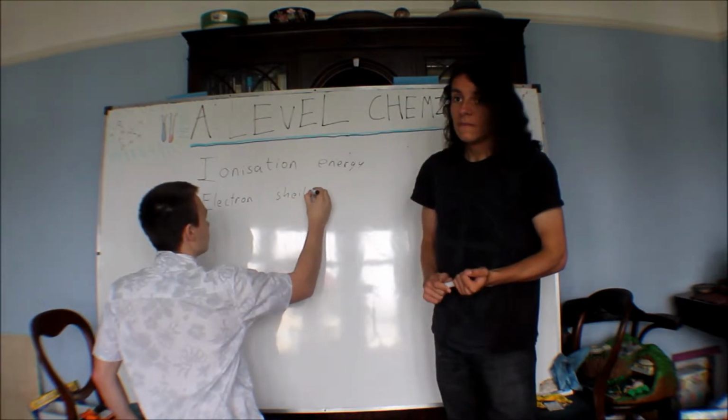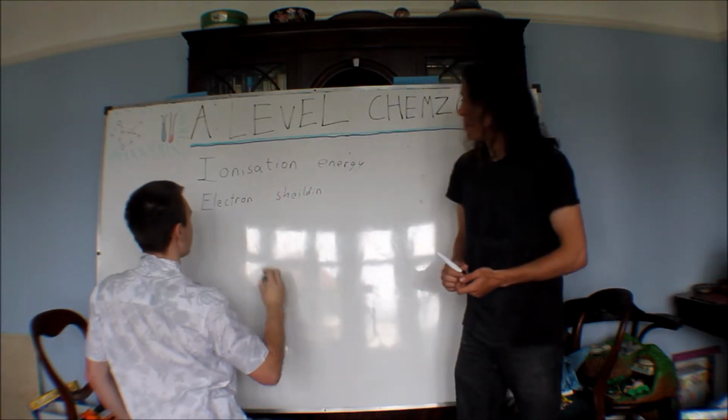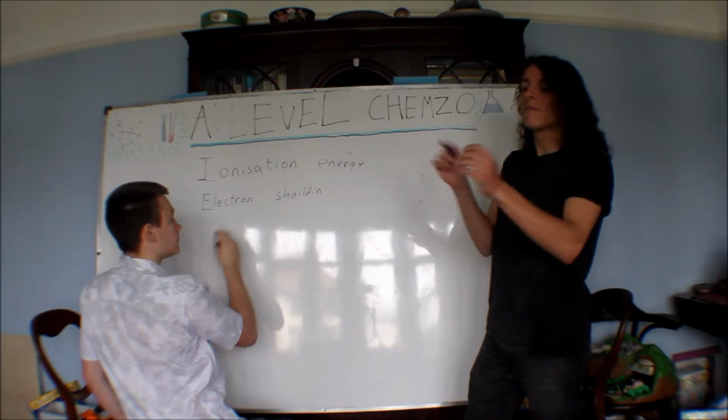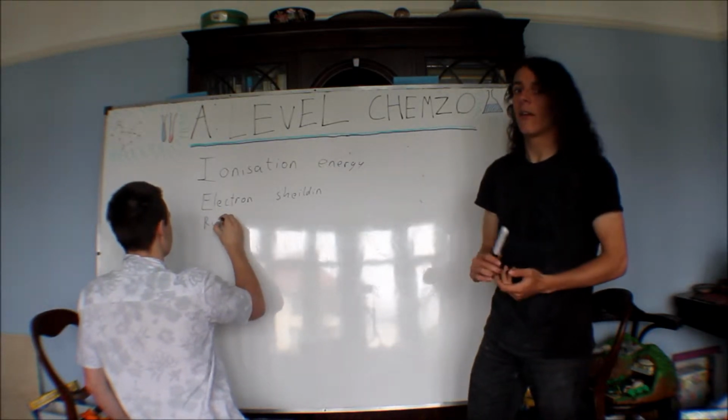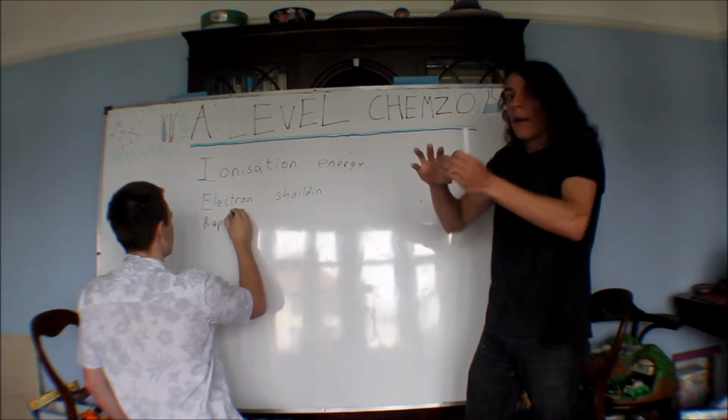There's another one, and that's repulsion. It's also to do with the electrons repelling each other. Because they're all negative, they don't like being near each other, so the more you have, the further they spread.